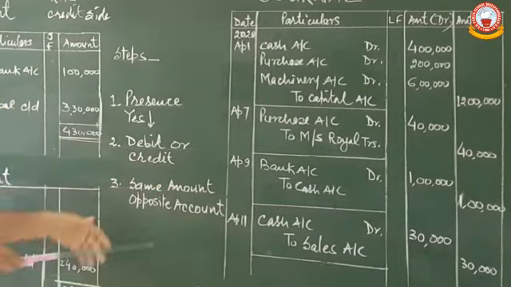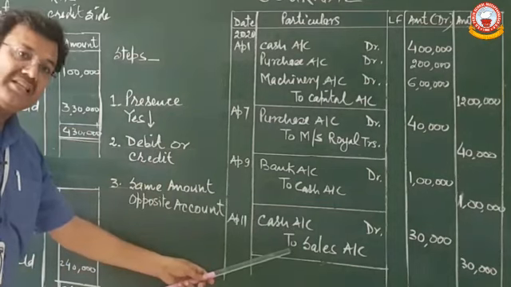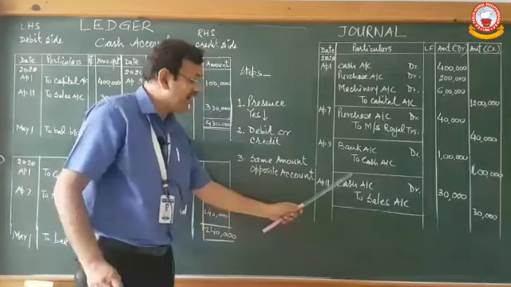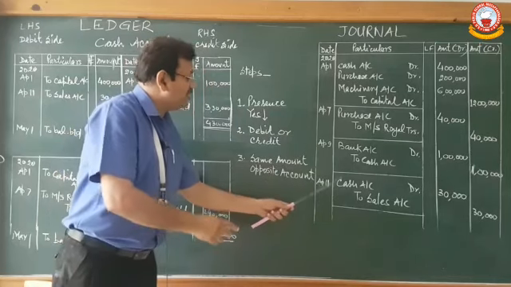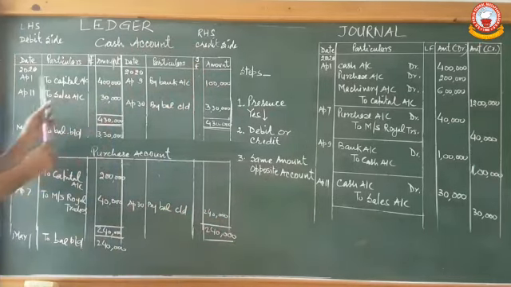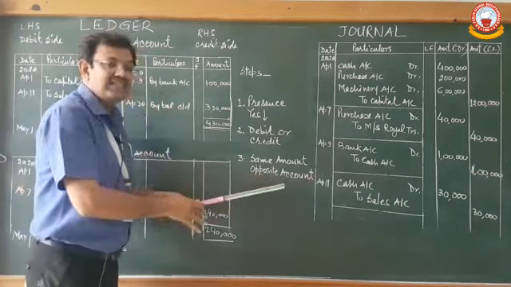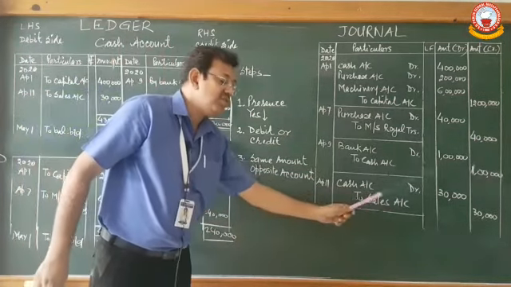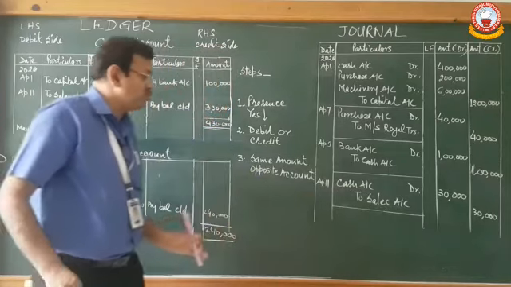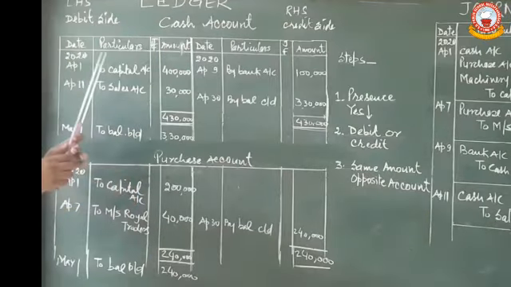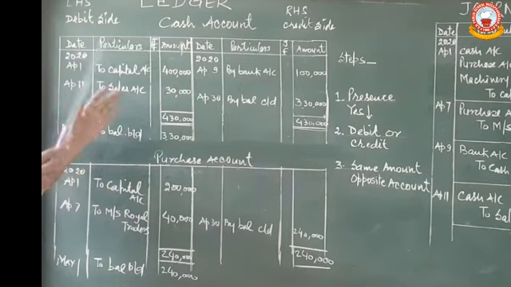Now the next journal entry, cash account debit to sales. Cash is present here, yes, and it is debit. So once again we have to move toward the debit side of the cash account, and what we have to write is same amount and opposite account. So what we will write is to sales account. So all the transactions related to sales are over.